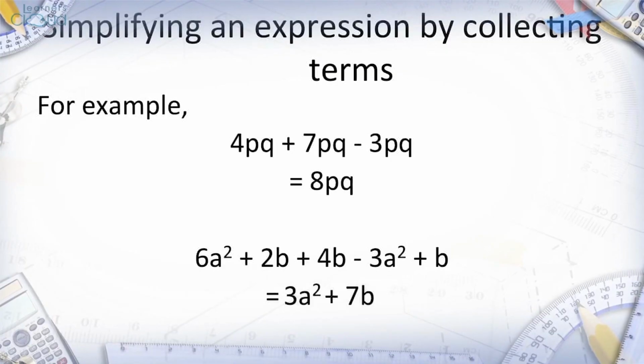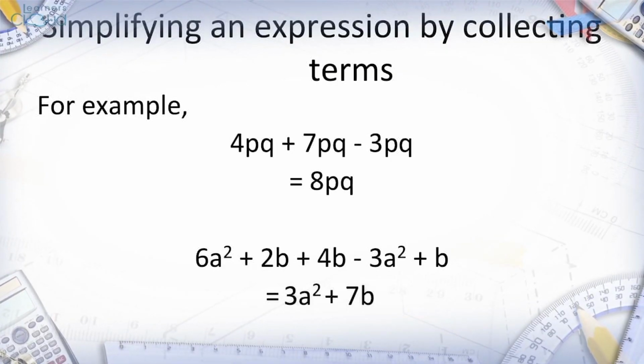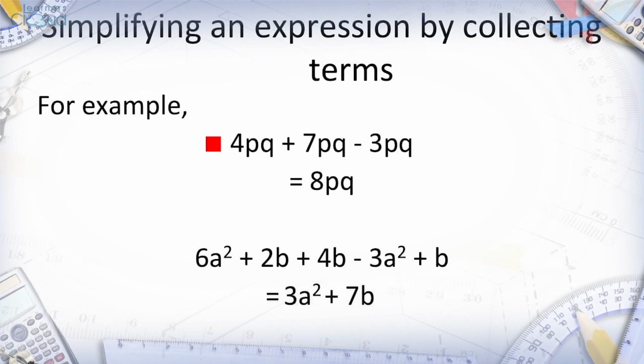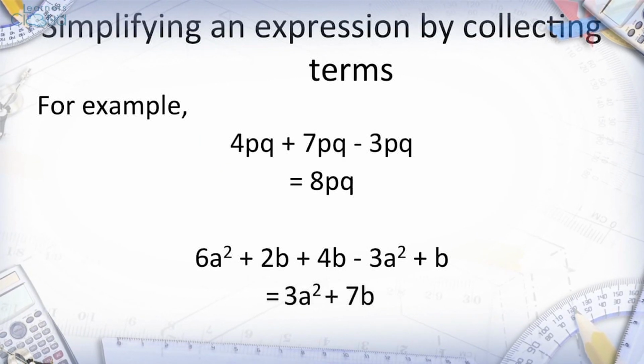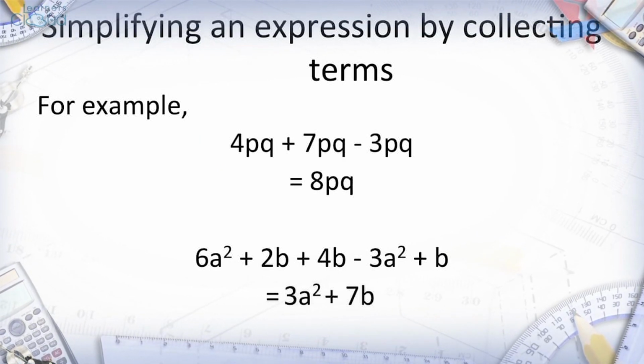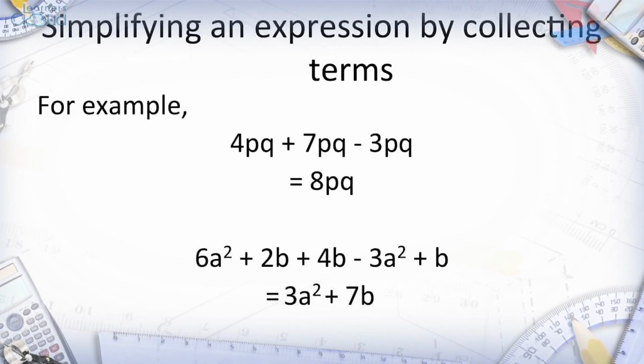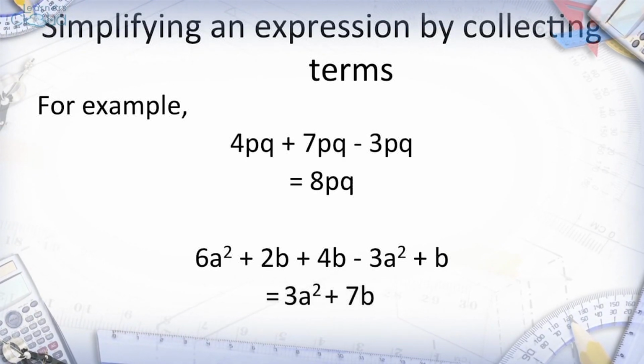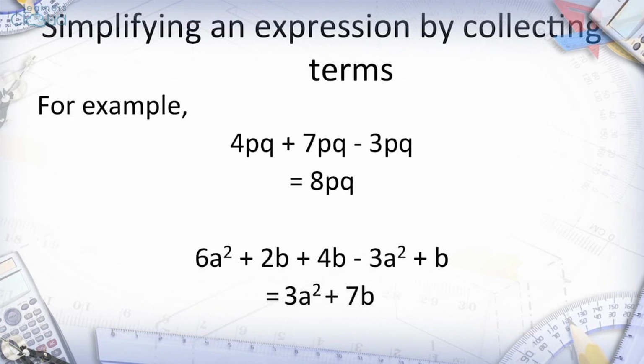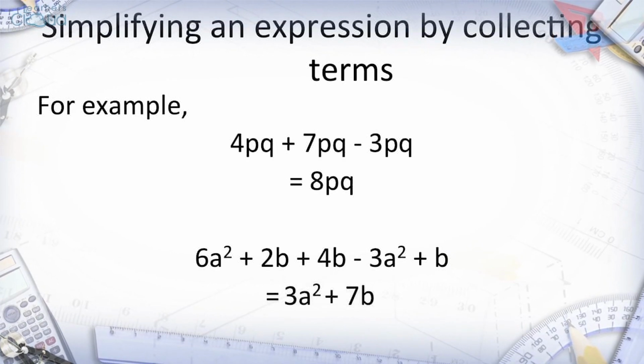If we look at these two examples, 4pq plus 7pq subtract 3pq would give us an answer of 8pq. We look at the numbers in front to tell us that there's 4 lots of it, add 7 lots of it, then subtract 3 lots of it. So we would end up with 8 lots of pq.